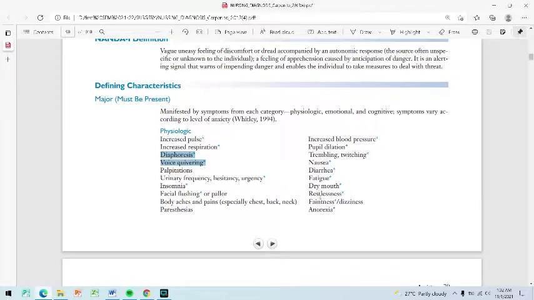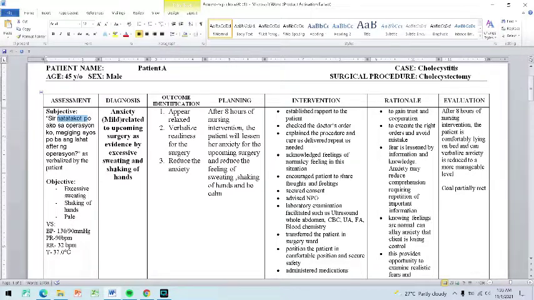Okay, facial, dry mouth, restlessness, trembling and twitching would be the right description. And pallor. I think pallor is here. So these are the manifestations shown by the patient, the signs and symptoms of anxiety which is present. But then you could add more to elaborate further the diagnosis to support.